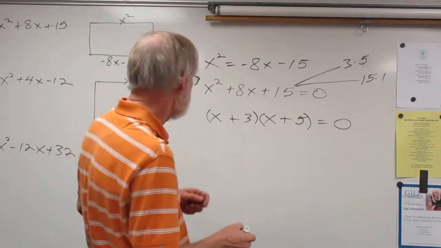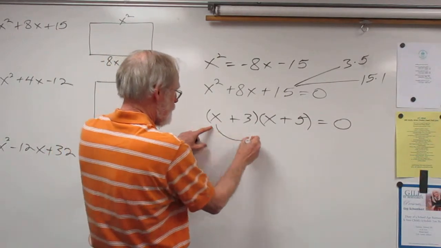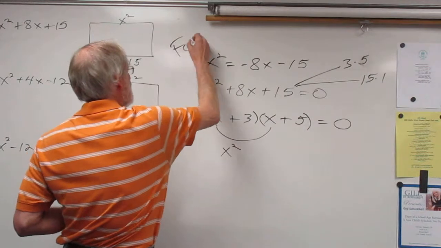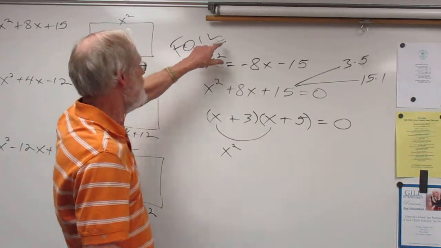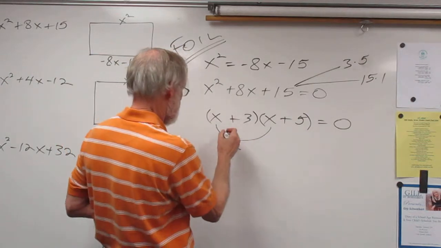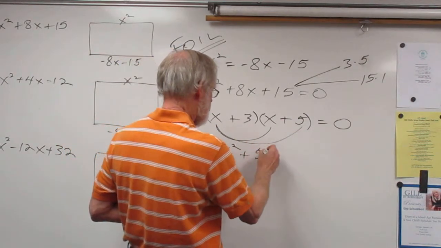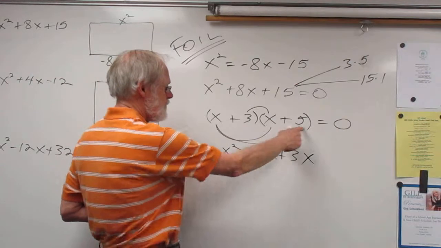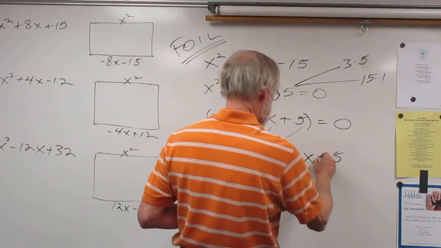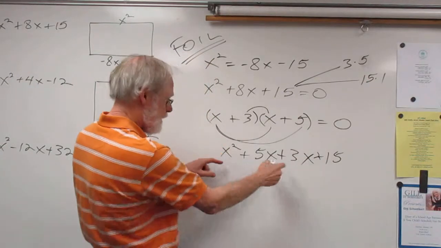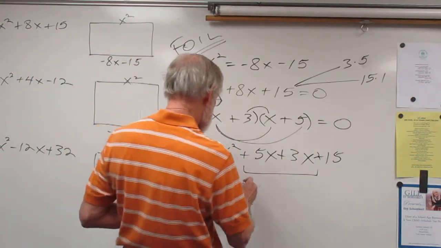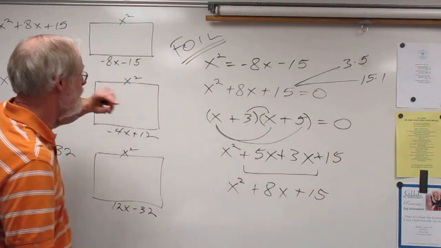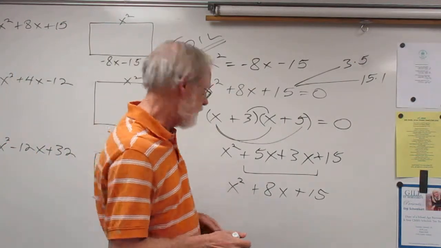Now let's go through the FOIL process to check our answer. So if we do first terms, that's x times x, or x squared. FOIL, you recall, is first, outer, inner, last. So the outer terms are x times 5, or 5x. The inner terms 3 times x, or 3x. And the last terms 3 times 5 is 15. All right? Now, let's combine the two middle terms. 5x and 3x, we have 8x, so it's x squared plus 8x plus 15. And that got us back to where we started, right here. So, in fact, we have the right answer.